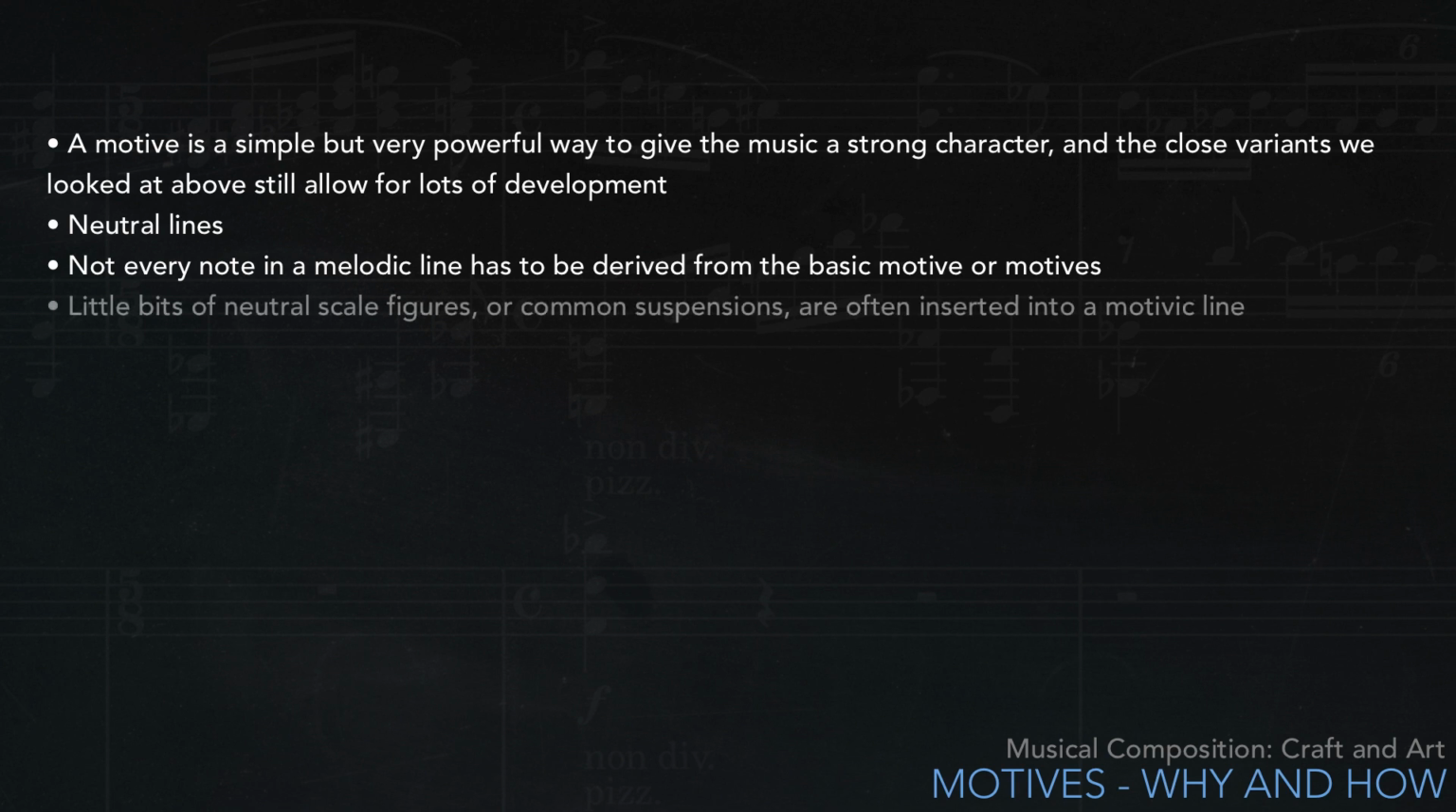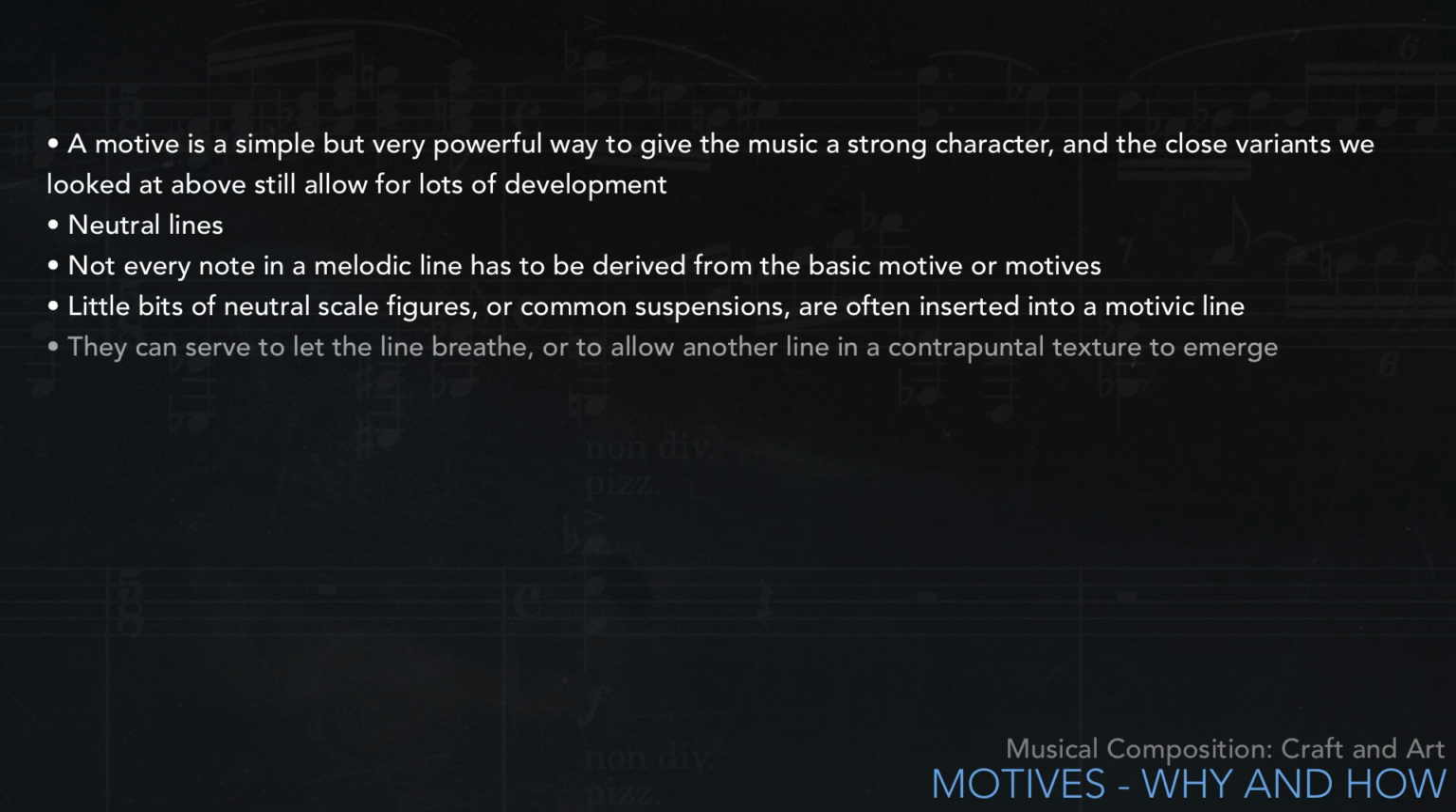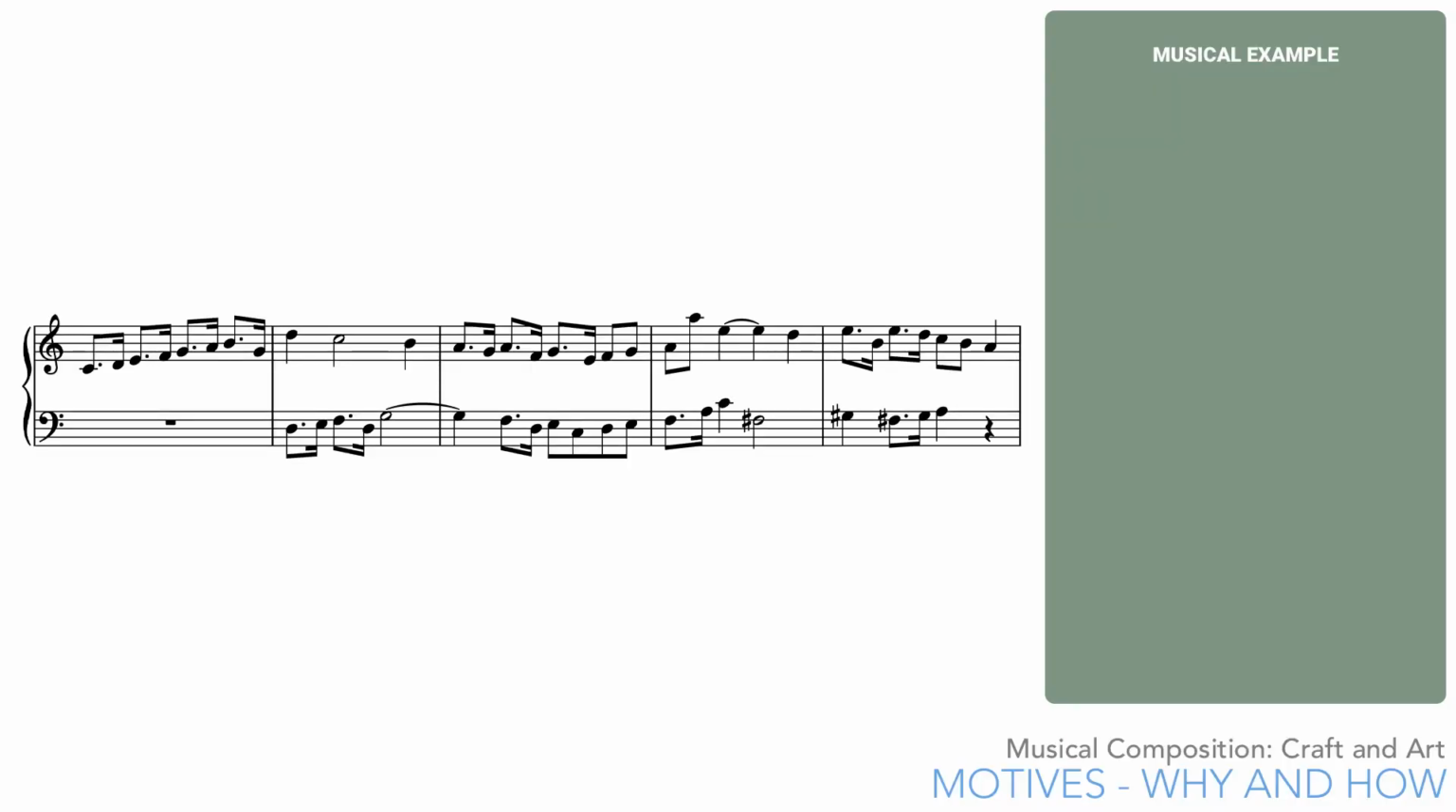In particular, little bits of neutral scale figures or common suspensions are often inserted into a motivic line. As long as they are not too characteristic in themselves, they can serve to let the line breathe or to allow another line or contrapuntal texture to emerge. Here's an example.